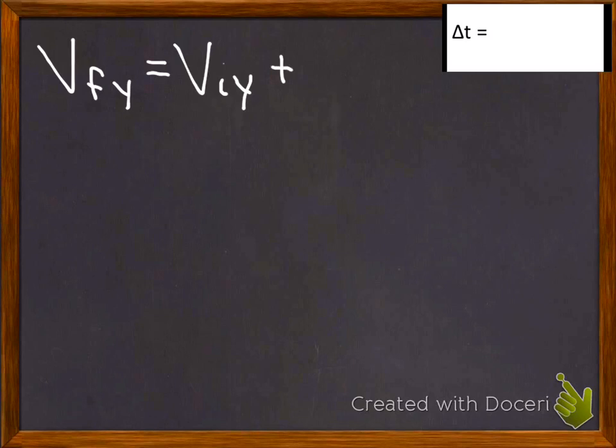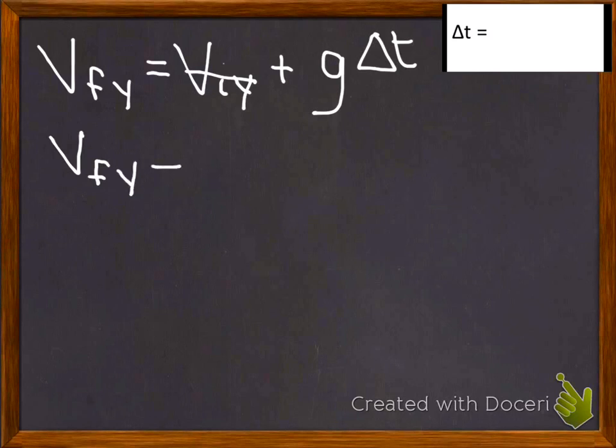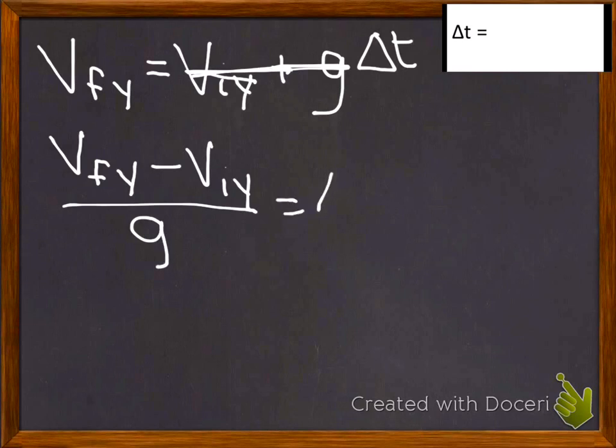So the simplest equation that we could use here is Vfy equals Viy plus G delta t. You'll have to do a little bit of algebra here, so subtract Viy on both sides. And then we're going to divide by g on both sides. So delta t is all by itself.